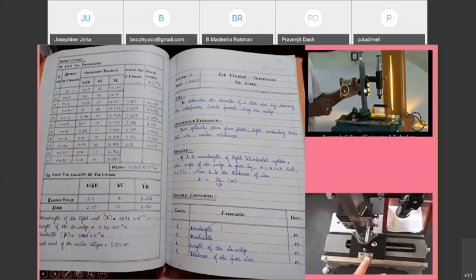In the traveling microscope we have two scales. One is the horizontal scale, the other is the vertical scale. In this experiment, we are going to consider only the horizontal scale. In the horizontal, it has both a main scale and a smaller vernier scale.